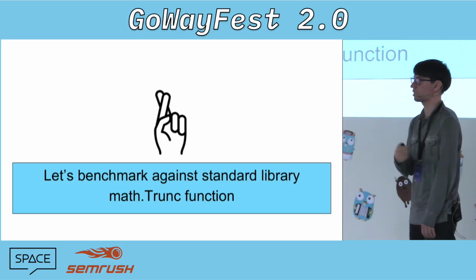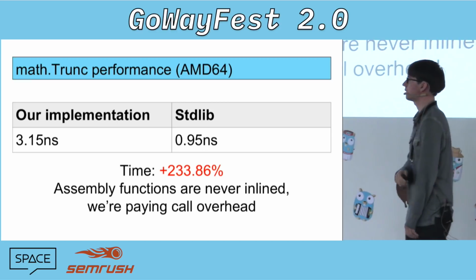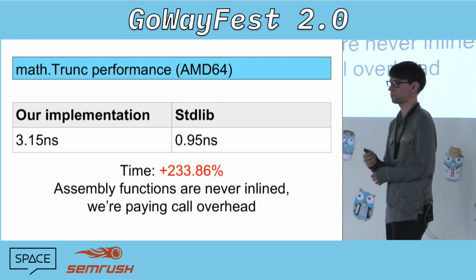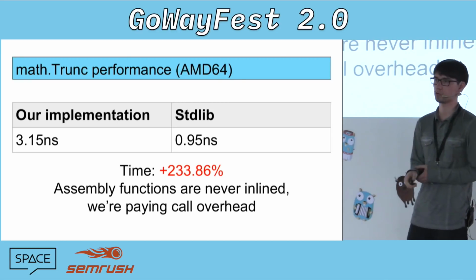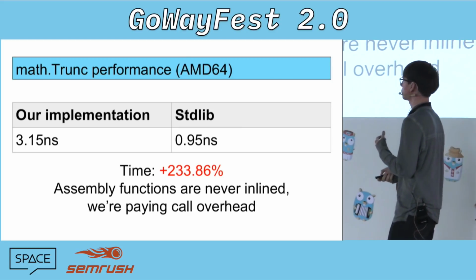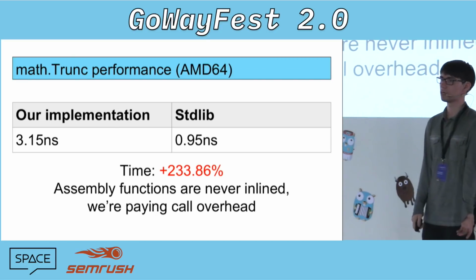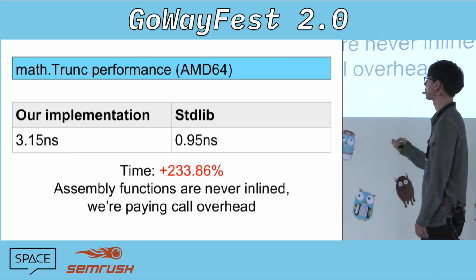And we should benchmark it to see whether it really works fast. The answer is it doesn't work as fast as it could. It gives some performance improvements over the Go code, but you're paying the cost of calling the function. You can't inline assembly, and you're doing much more work.